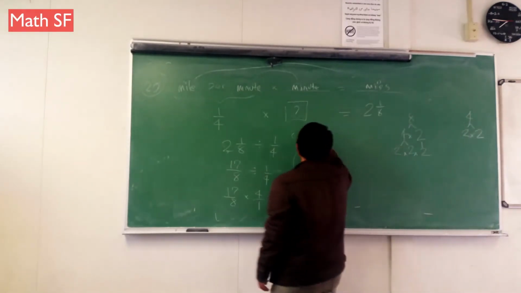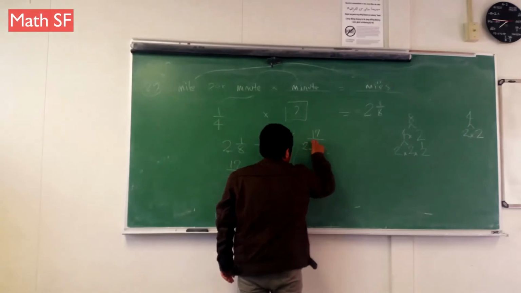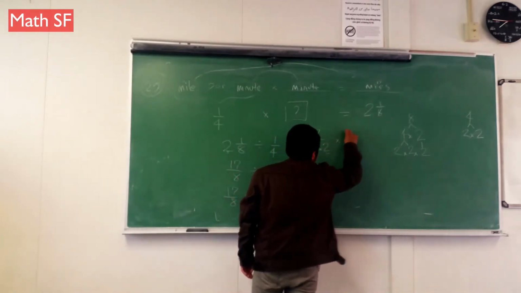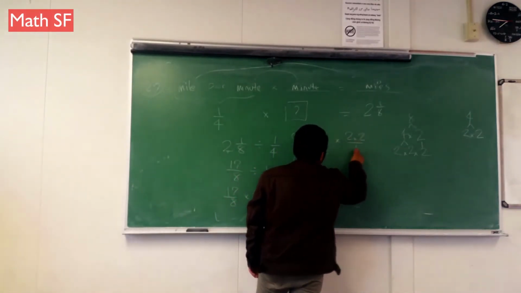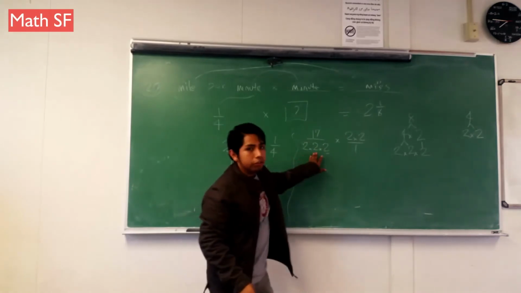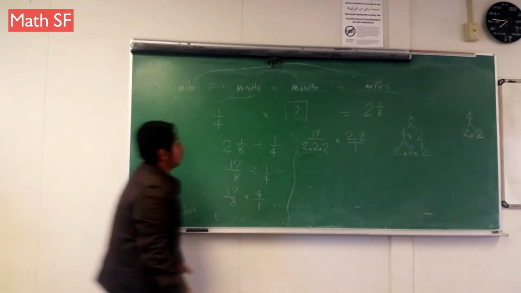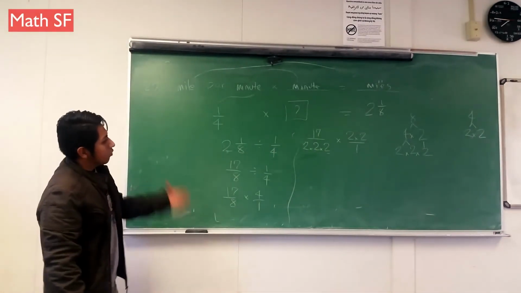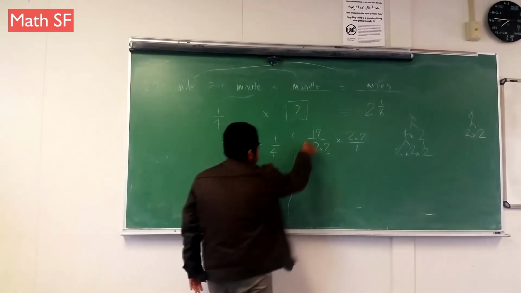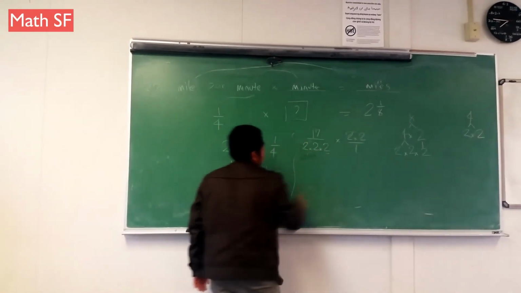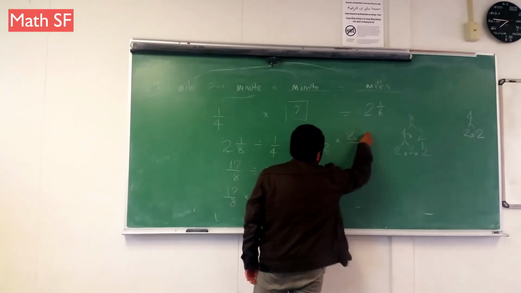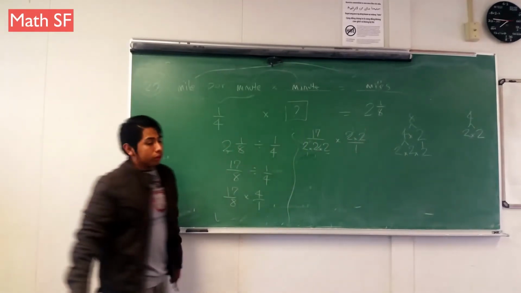So 17/2 times 2 times 2 times 2 times 2 over 1. So the 8 is here and the 4 is here. Now, let's see what we can cancel out. I have a 2 here that we can cancel out. I have another 2 that I can cancel out here. So what are we left with?